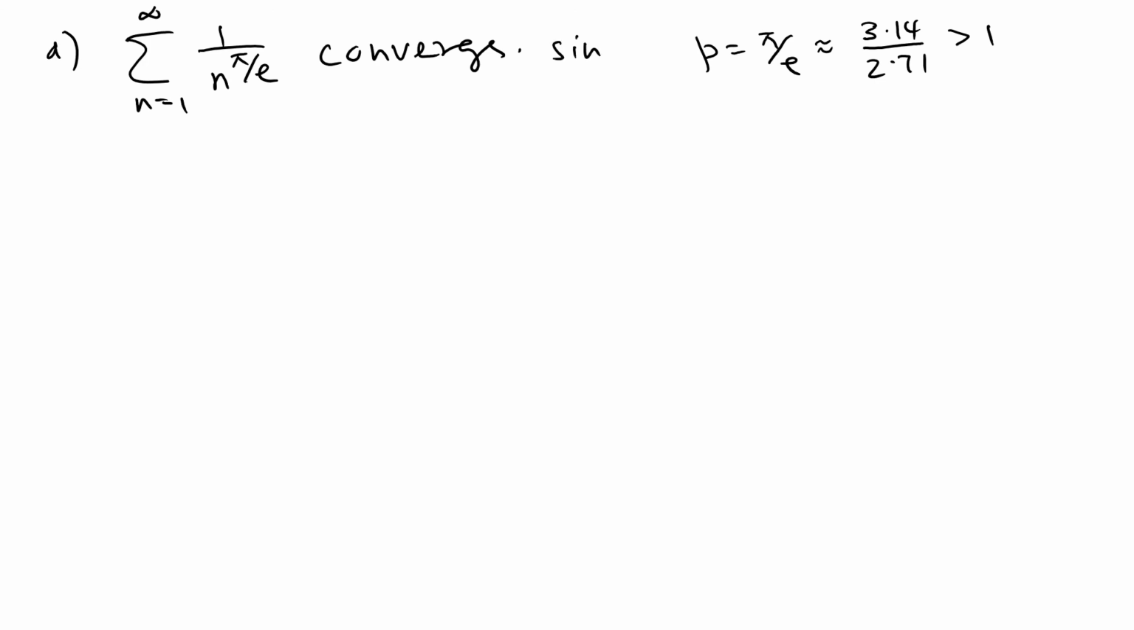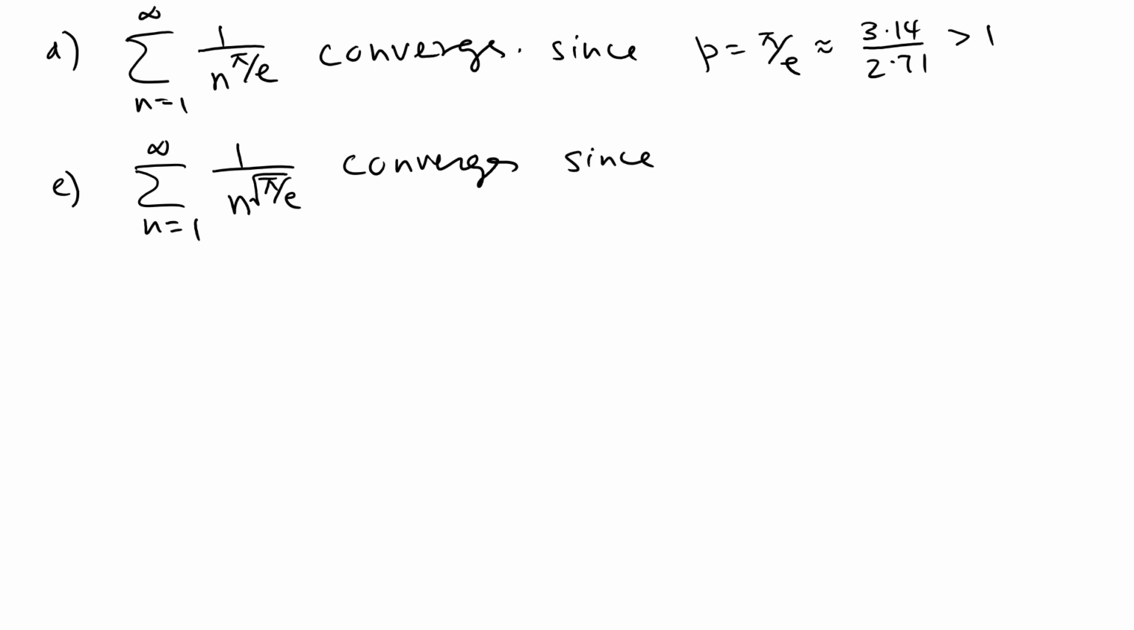It's going to converge since p is greater than 1. And then how about this? Let's say you take the square root of this, 1 over n to the pi over e, square root. You can see that it still converges, since if you take the square root of a number which is more than 1, that's still more than 1. That's something coming from basic algebra.